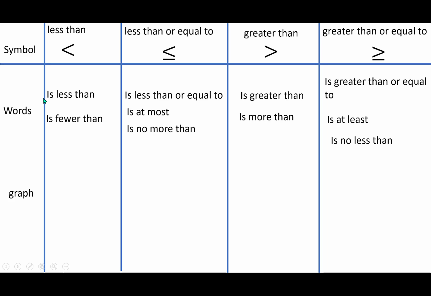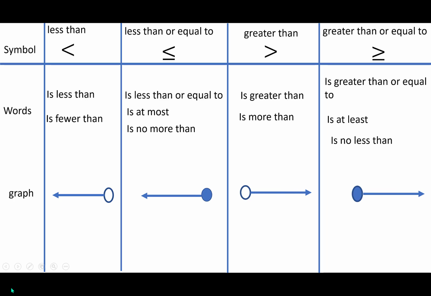We could say something is less than, something is fewer than, less than or equal to, at most, is no more than, is greater than, is more than, is at least, is no less than. So these are all different ways of saying these different things. So now let's talk about when we are graphing these.